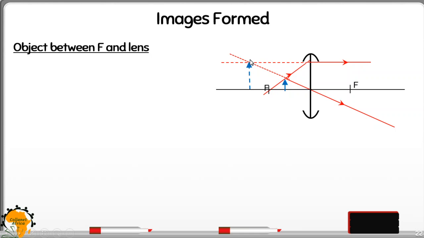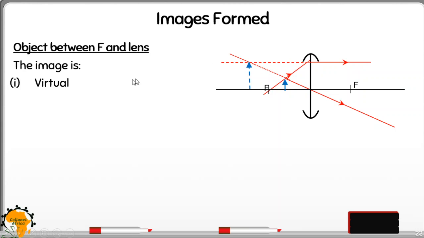As we extend using the dotted line, because from here to here they are not real rays, we assume that they are coming from this point. The same case here. Where they intersect gives us the tip of the image. As you can see, because there is no actual intersection of rays, we are using the dotted lines. And when we use dotted or broken lines, it means that this image, these lines are virtual.